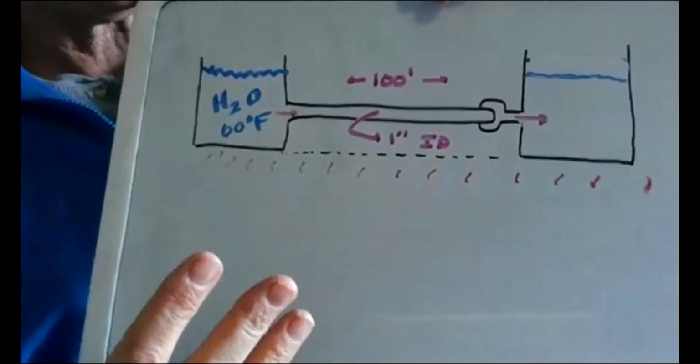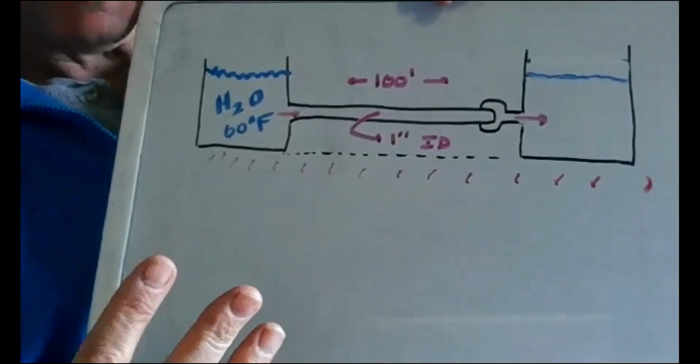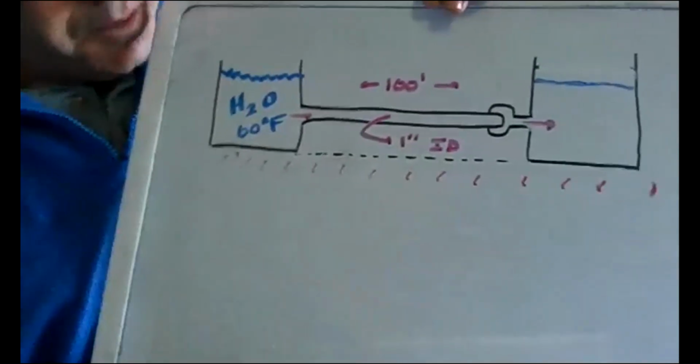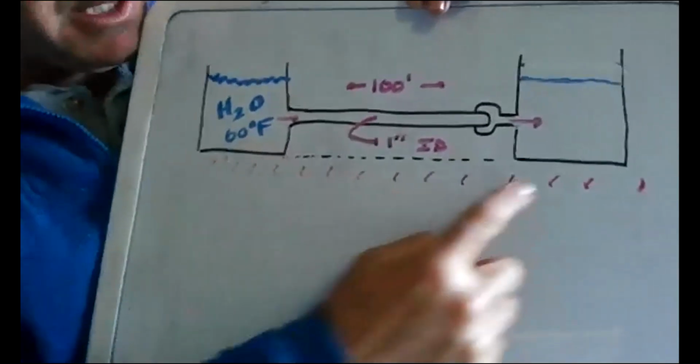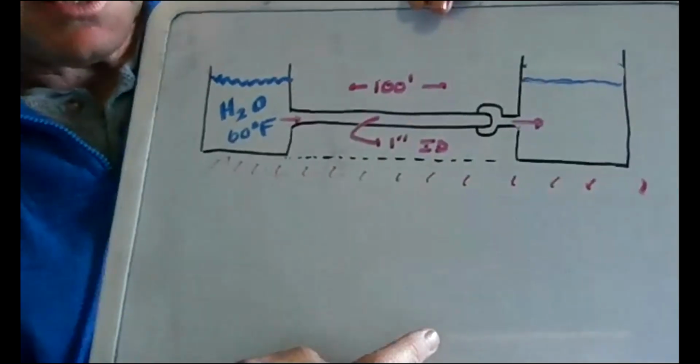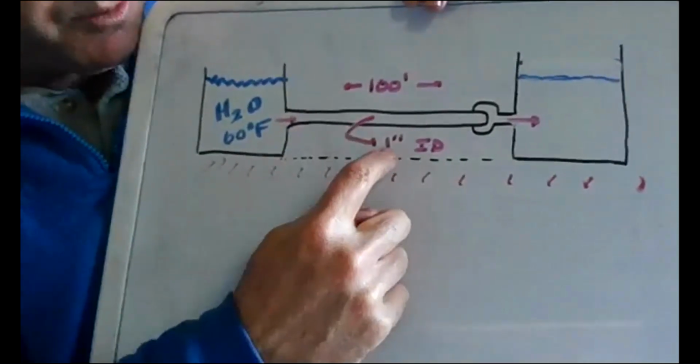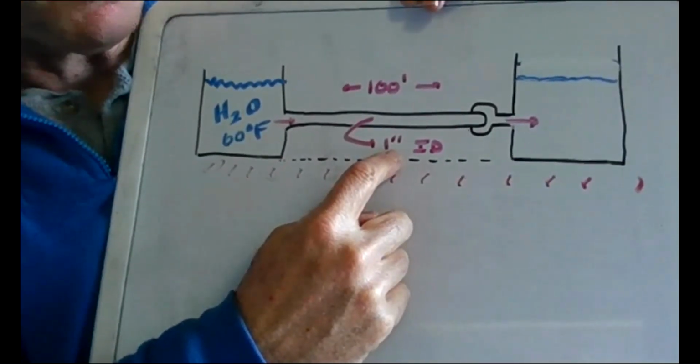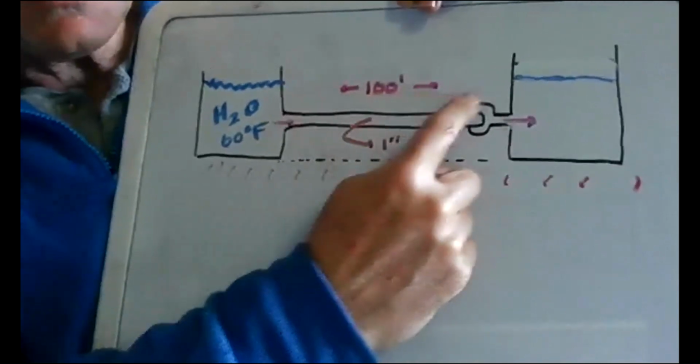So, starting with the most basic type of example, horizontal flow. So I got some water over here and we want to get it over to this tank over here like this. We're going to go with some piping. We're going to go with 1-inch inner diameter pipe, and we got to take it 100 feet.